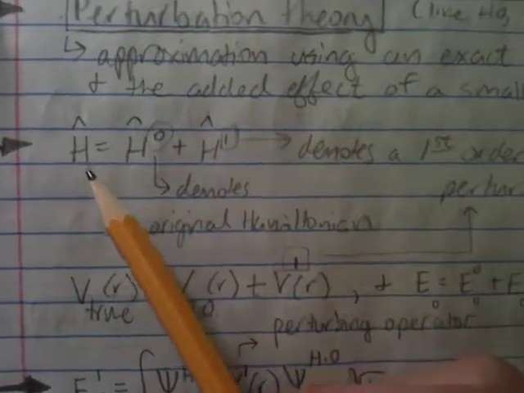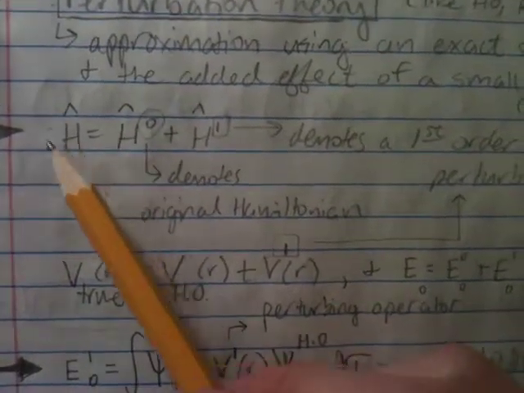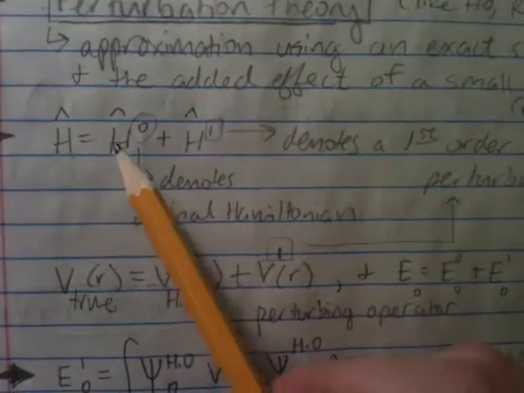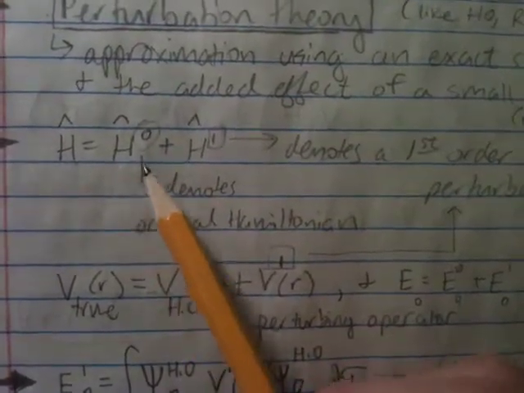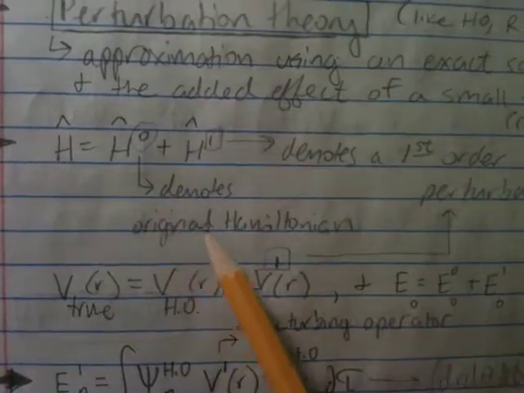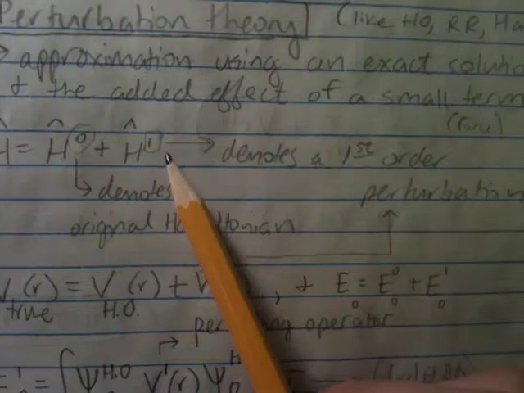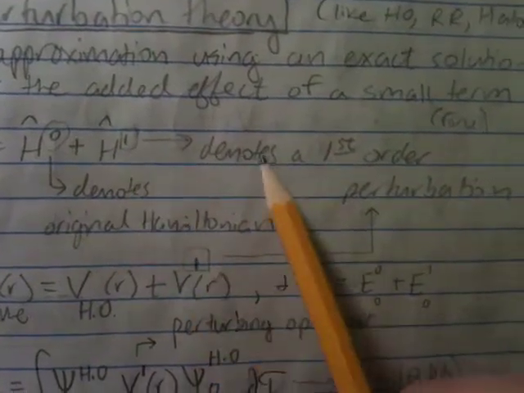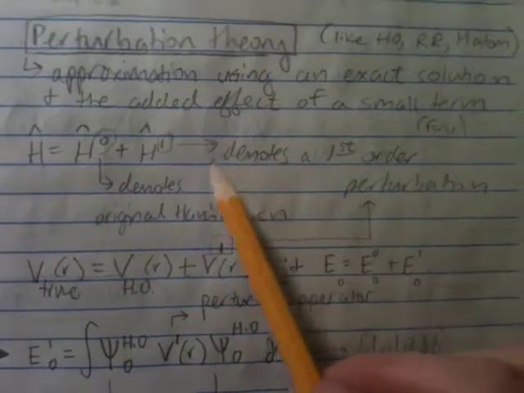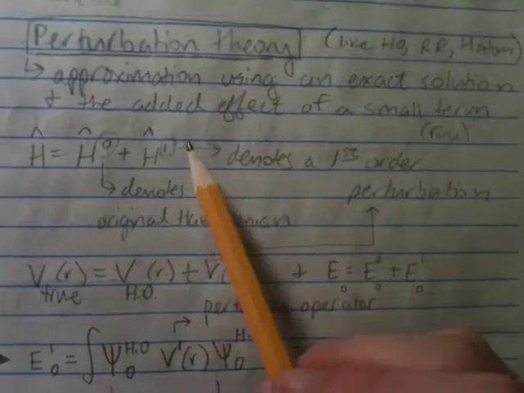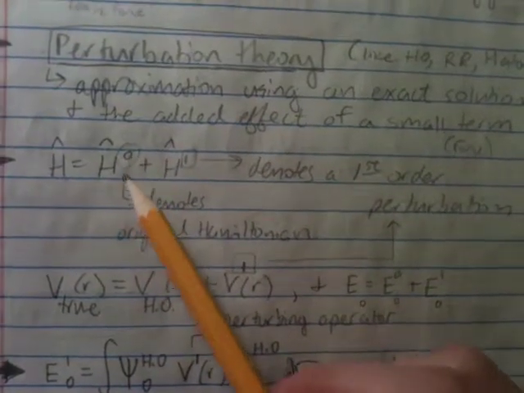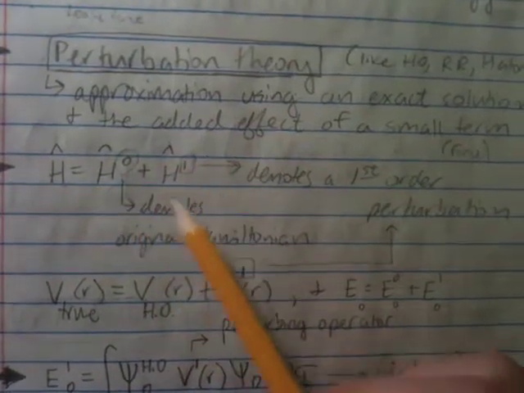This means that you can rewrite the total Hamiltonian as the sum of the zero order original Hamiltonian, that's what this knot denotes, plus the first order perturbation denoted by this prime, or 1. That's what this notation means. It denotes a first order perturbation. So, simple enough. We're just combining to our original wave function some sort of new wave function.